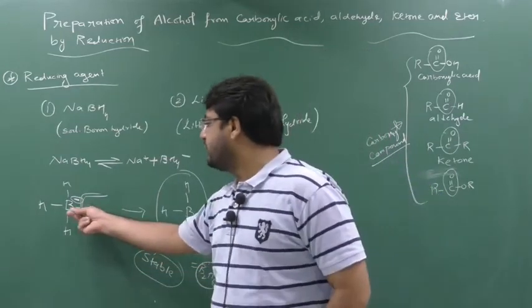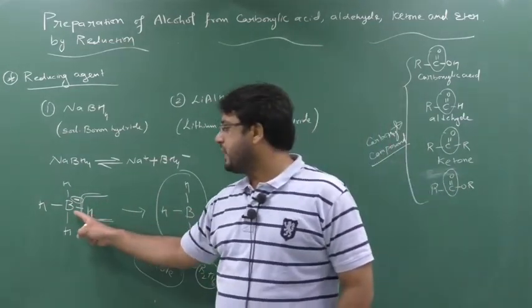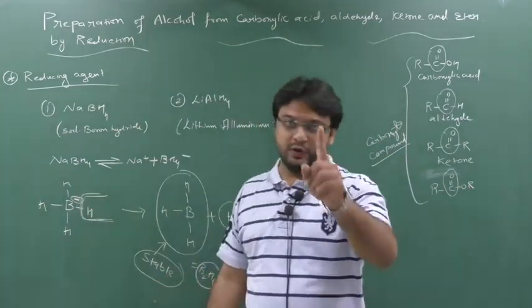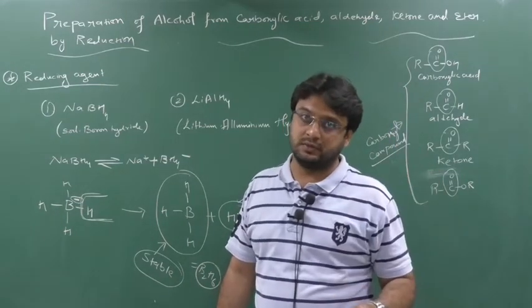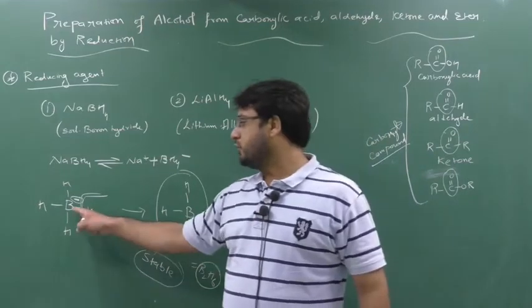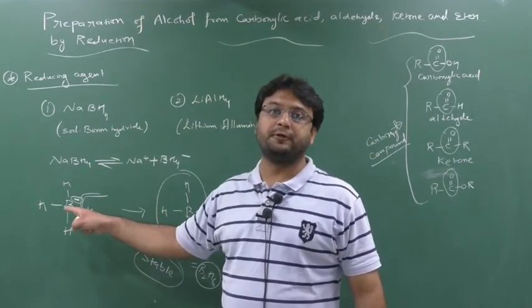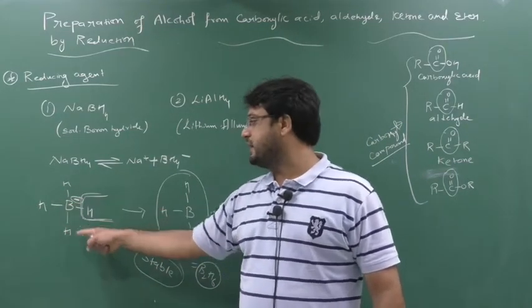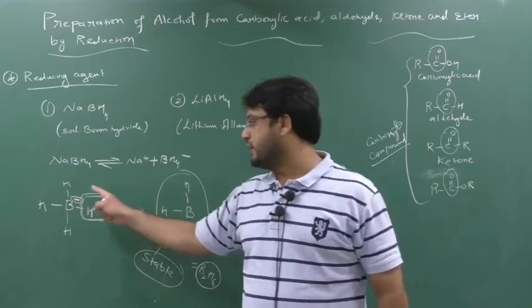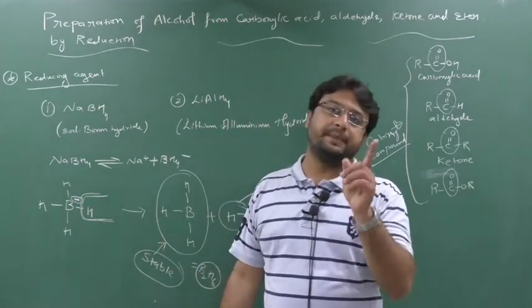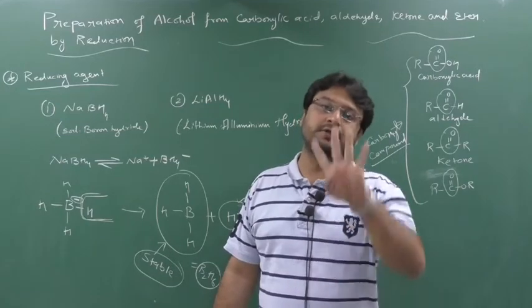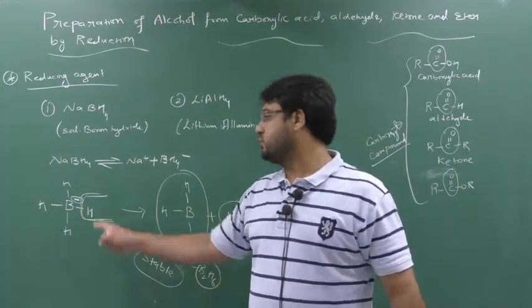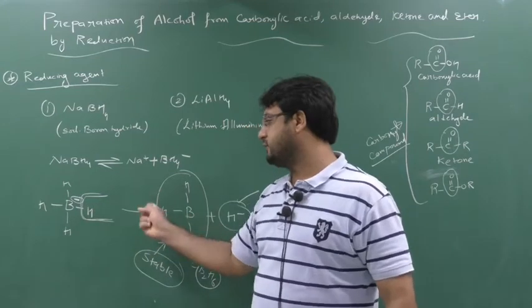It will take the electron, because boron does not have the capacity to make a 4 bond, as we have seen in previous classes also. Yes or no? Hydroboration. Boron doesn't have the capacity to make a 4 bond. Here boron has made the 4 bond, but it has the capacity to make only 3 bonds. So with 4 bonds it will be unstable. So to gain stability, H will take the electron and will be released.